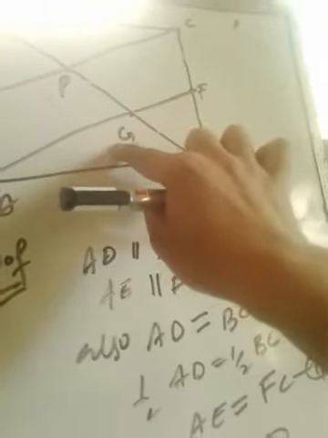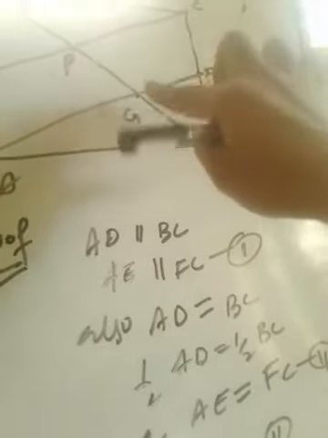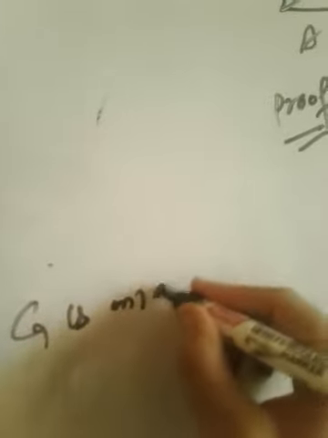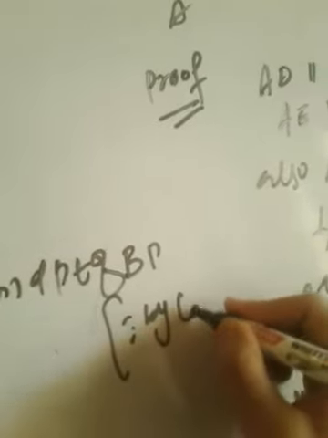And F is the midpoint of BC, FG is parallel to PC. So by the converse of the midpoint theorem, G is the midpoint of PB. So which means that G is the midpoint of BP. Why? Because by the converse of the midpoint theorem.